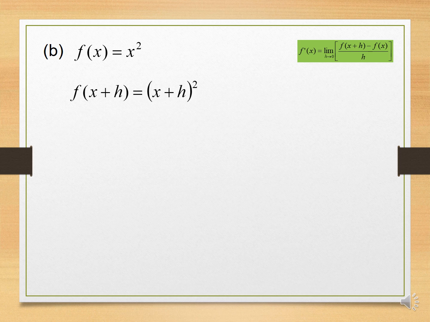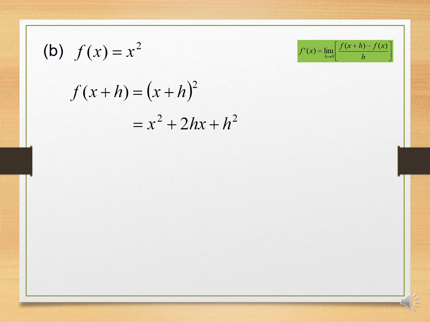Next we will move on to question B. f(x) equals x squared, and this is a quadratic function. The concept is still the same. We apply the formula here, but before that we need to determine f(x + h). For that you just replace the x with x + h, and you will get this one. Following that we expand it, where you will get x squared + 2hx + h squared.